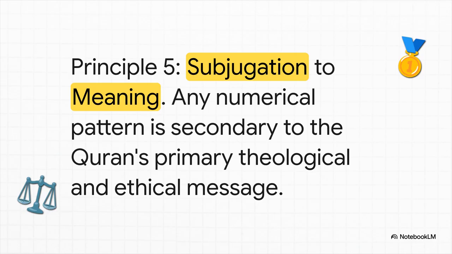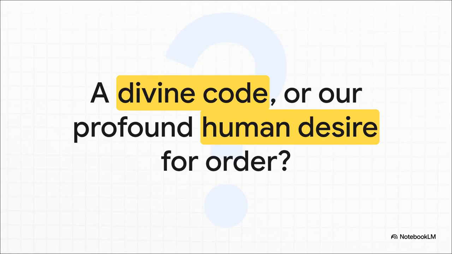And all of this leads us to the final, and without a doubt, the most important rule of all: subjugation to meaning. The entire framework is built on one core belief. Any numerical pattern, no matter how cool it seems, has to be secondary to the Quran's ethical and spiritual message. In this system, meaning always trumps math. Period. So at the end of the day, we're left with this really powerful question. Is a rigorous method like this a kind of lens, helping us see a divine order that was there all along? Or is it a mirror, just reflecting our own deep, very human need to find a pattern in absolutely everything?